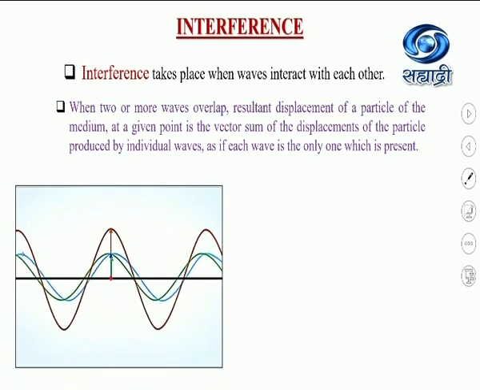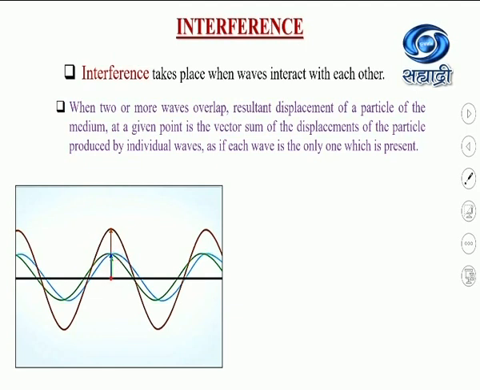We are considering two waves which are traveling through the medium. These two waves are transverse waves and they are represented by blue and green color. When they are traveling through medium, they overlap at different points or they interact with each other at different points. But each wave has produced its own displacement. So we consider one point where the displacement of blue color wave is shown by blue colored arrow and displacement of green color wave is shown by green colored arrow.